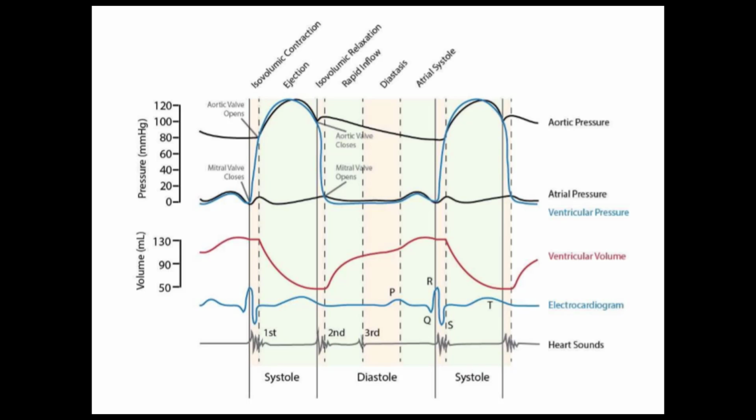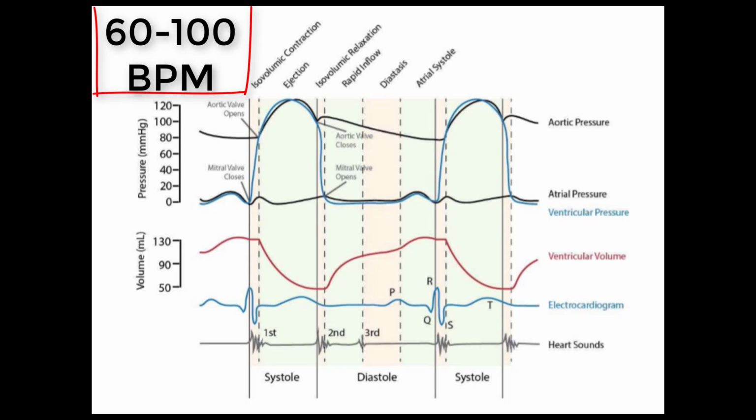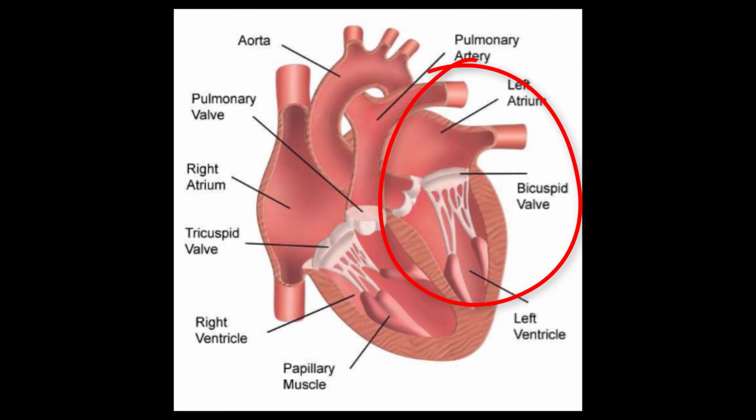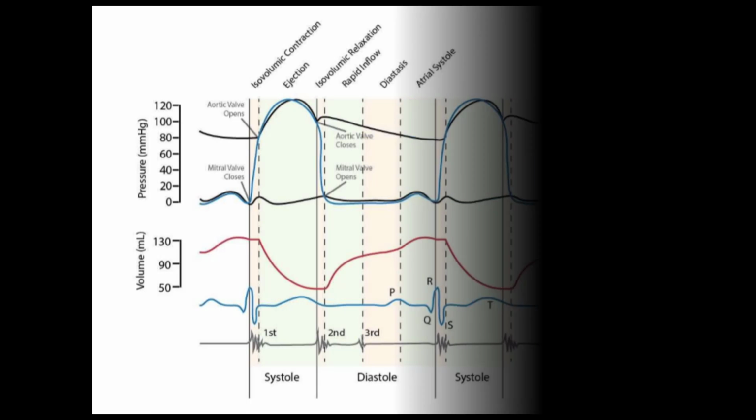Remember that in a normal healthy individual, a normal heart rate is about 60 to 100 beats per minute, meaning that we can go through this graph, or your heart can, about 60 to 100 times in 1 minute. First, we need to know that this graph is only representing the left side of the heart. The right side is just as important, but the left side gives us a better representation of the cardiac cycle.